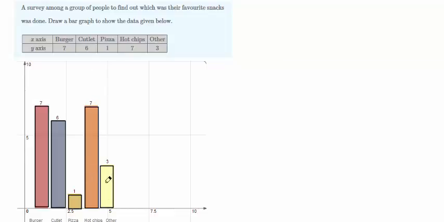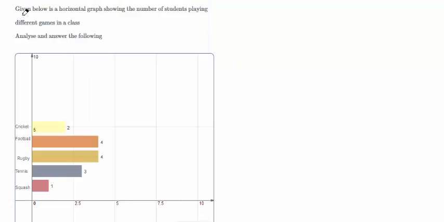On a bar graph, the bars do not have to be upright. They don't have to be vertical. They can also go sideways. Let's look at an example with horizontal bars. Given below is a horizontal graph showing the number of students playing different games in a class. Analyze and answer the questions.